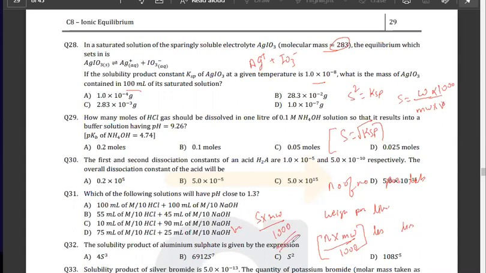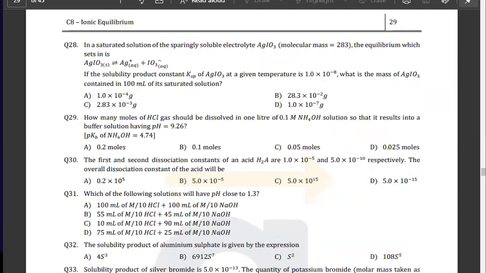Question number 28. After 29, because I got till question number 29 only. Question 29: how many moles of HCl gas, strong acid, should be dissolved in 1 liter of NH4OH, a weak base? Now, salt of weak base.